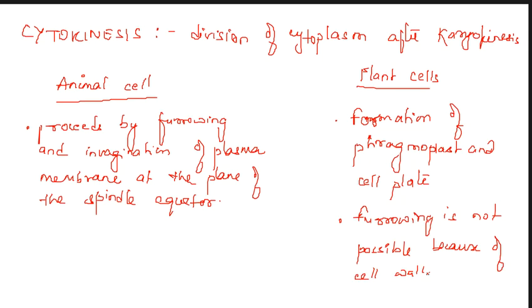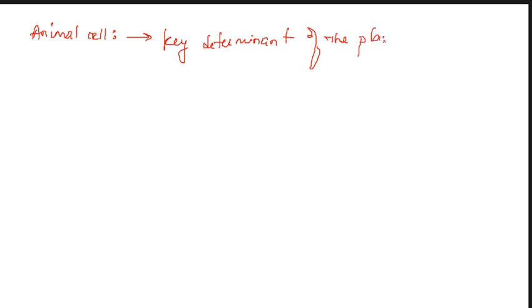Okay, so if we elaborate about animal cell a little more, let's see. The key determinant of the plane of cytokinesis in the animal cell, now we got to know, is the central spindle. So the key determinant is what? Tell me, the key determinant of the plane of cytokinesis is central spindle. Because in plant cell it is cell plate and phragmoplast.